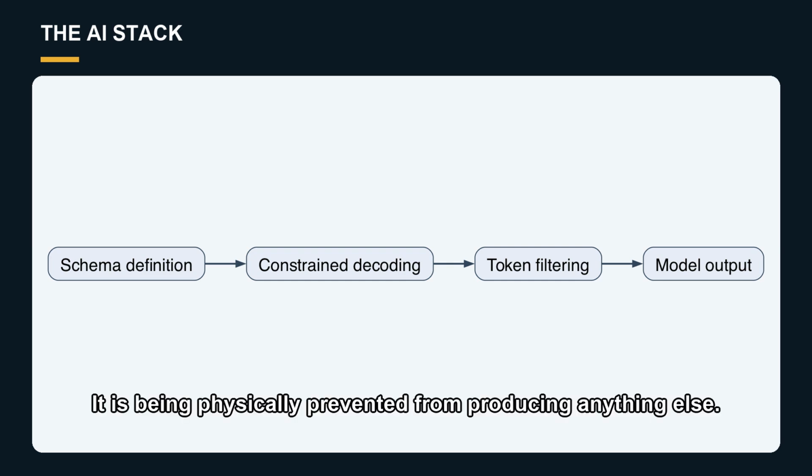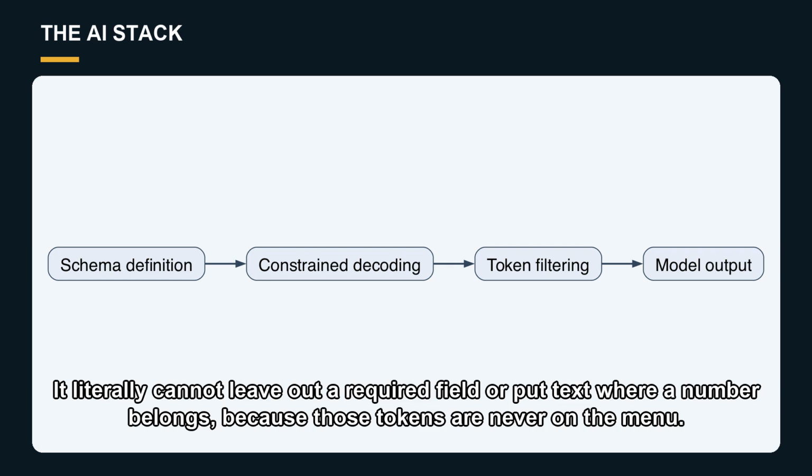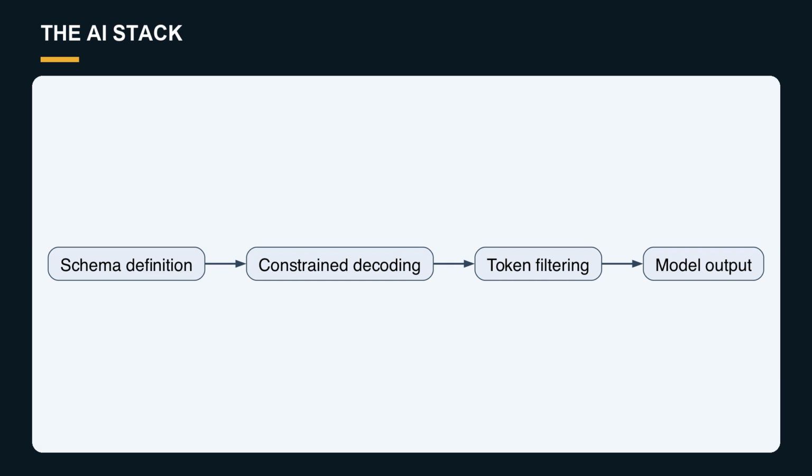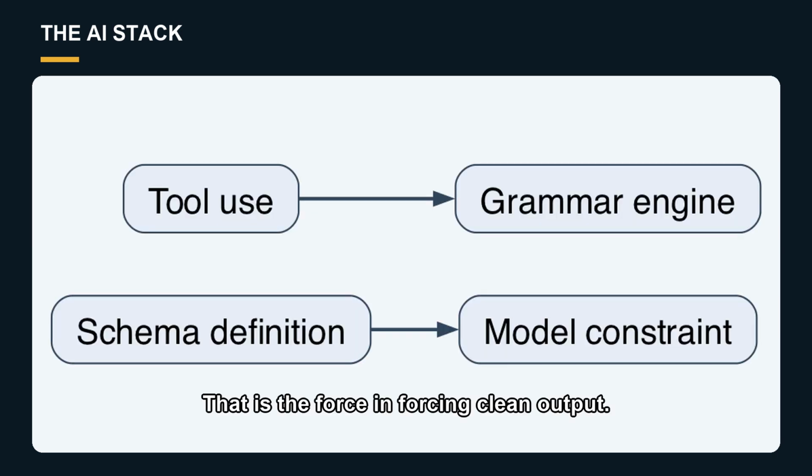It is being physically prevented from producing anything else. It literally cannot leave out a required field or put text where a number belongs, because those tokens are never on the menu. That is the force enforcing clean output.